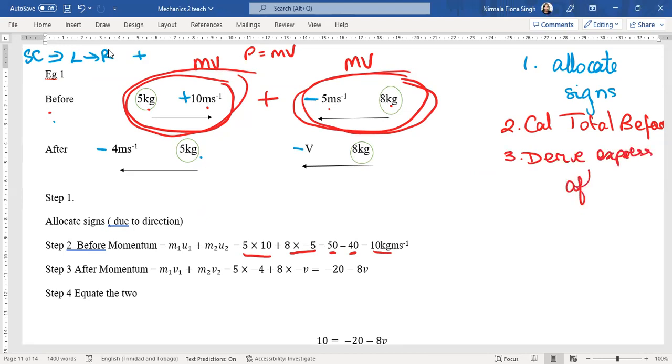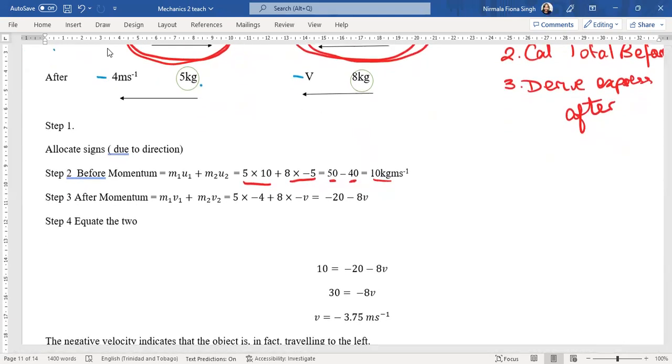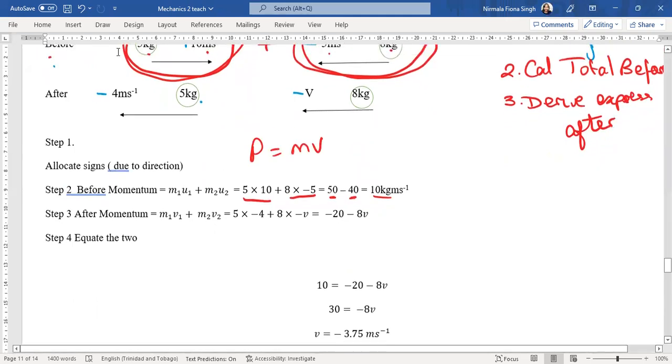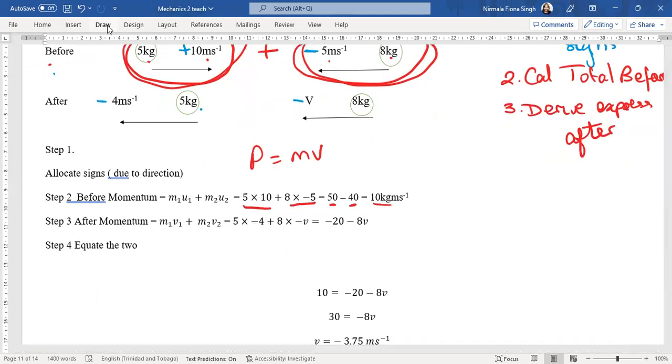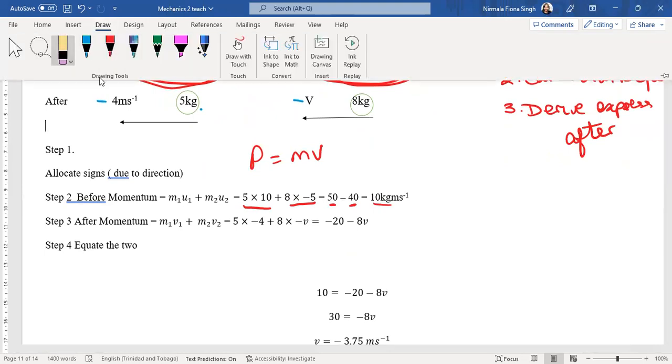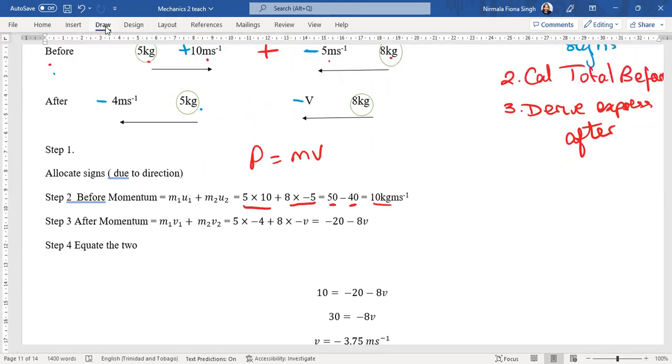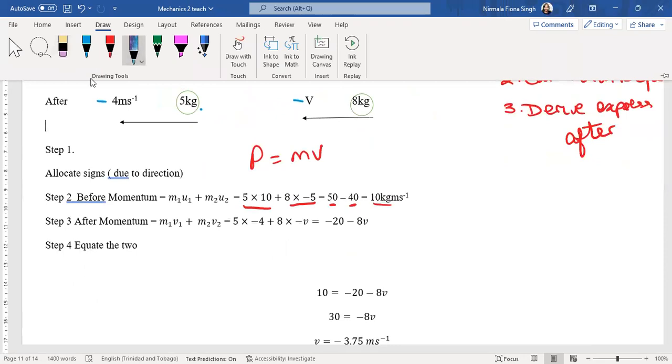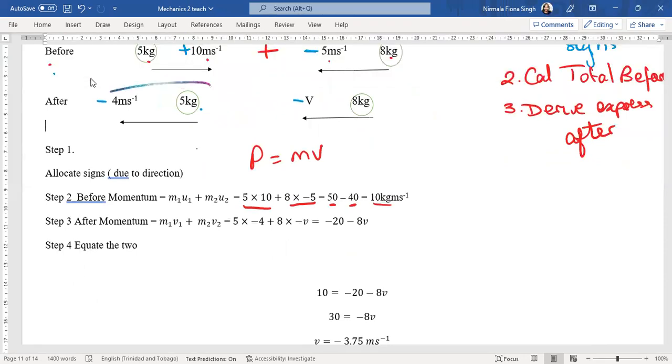For our after. Remember, expression means that we now have letters involved in our story. So let's get a different color. All right, so this is my first object and this is my second object. We have to find the total momentum of all our objects before and after our event.